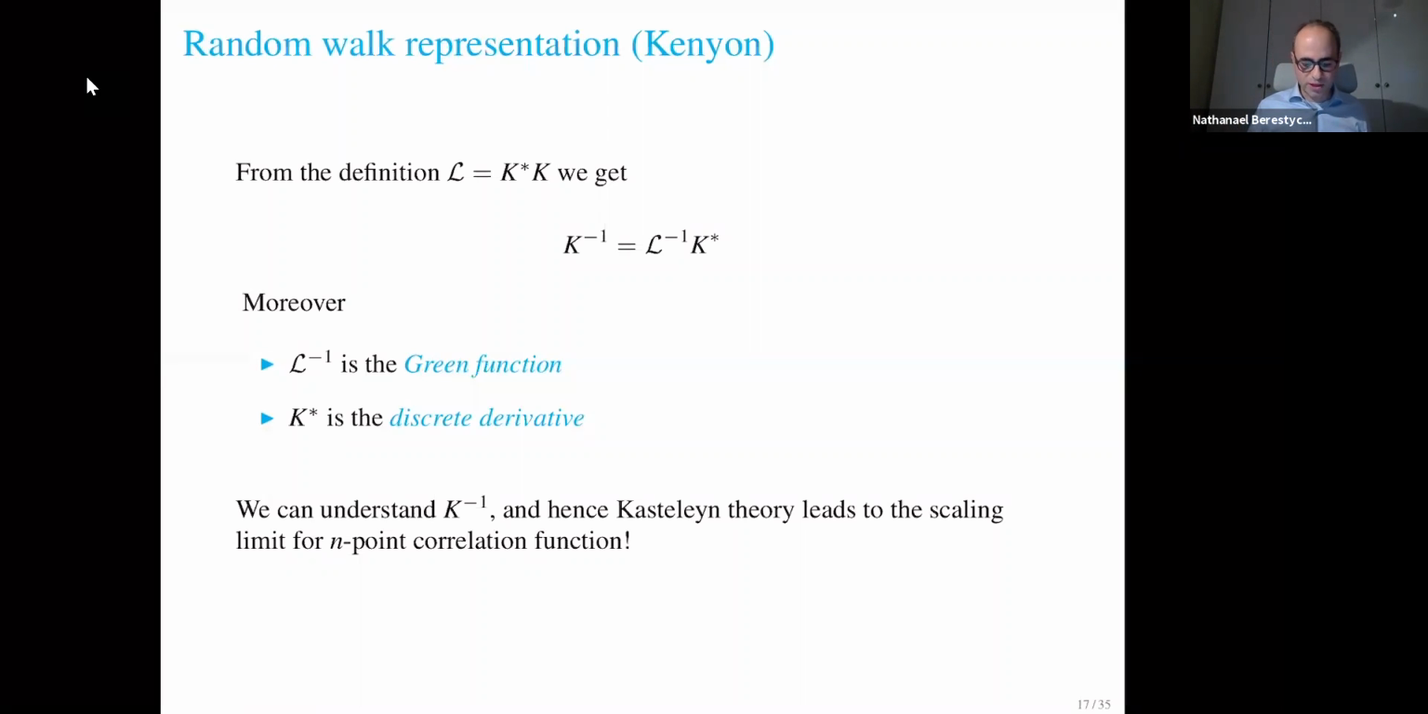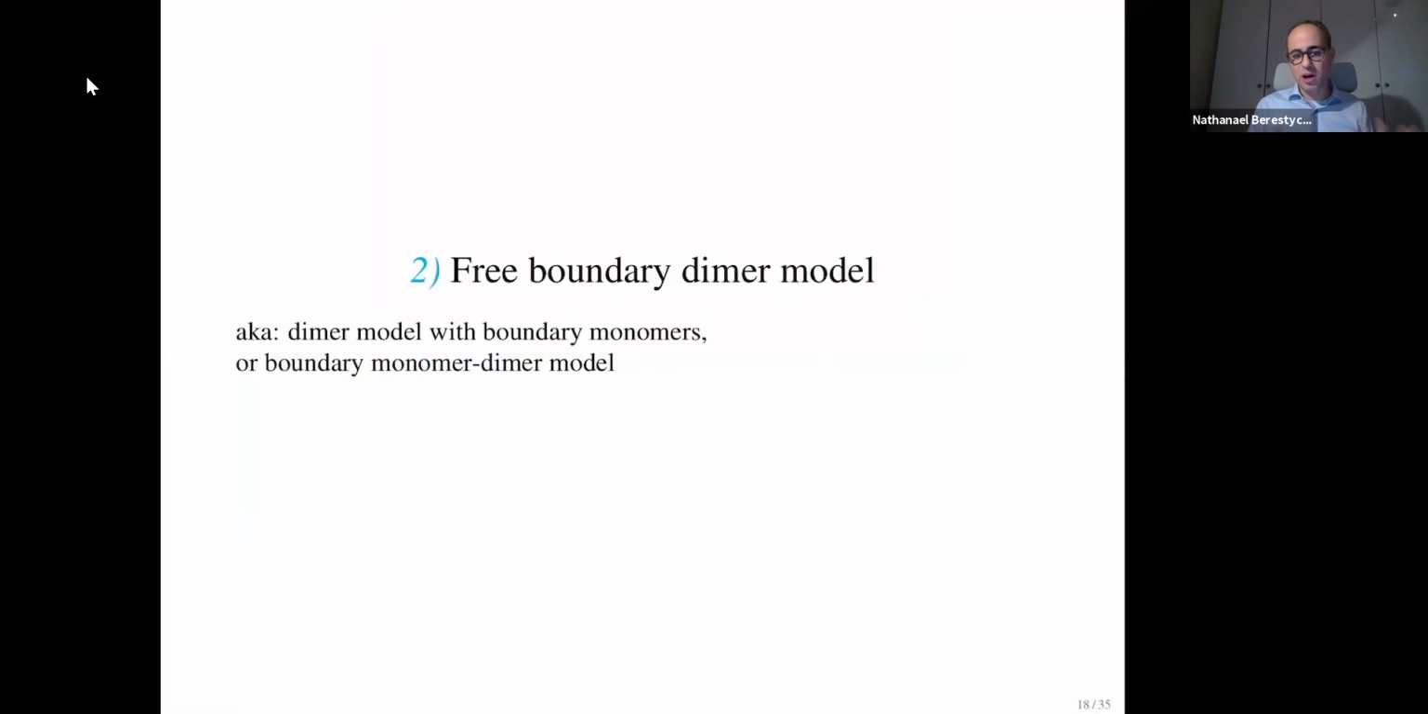And what I'm going to do now is tell you about our work, which is about a modification of the dimer model, which we've not agreed on a name for, although we weren't the ones who introduced it. I like to call it the free boundary dimer model, but my co-authors prefer boundary monomer dimer model. So I'm not sure. Feel free to vote and tell me what you like best. So I will tell you what that model is.